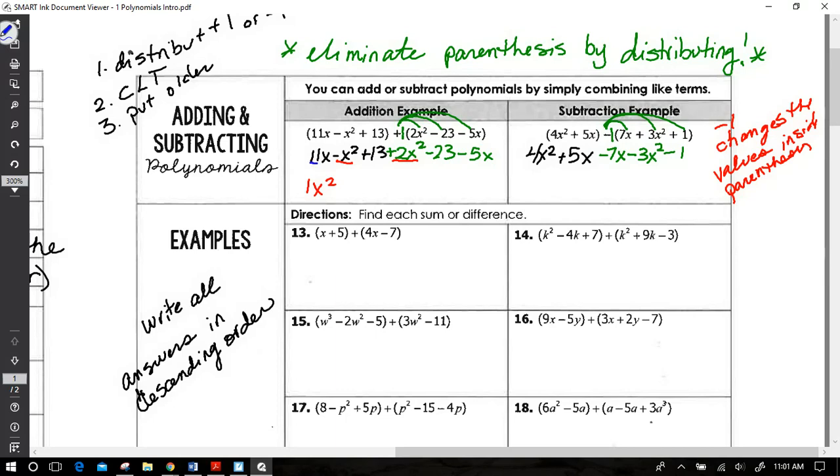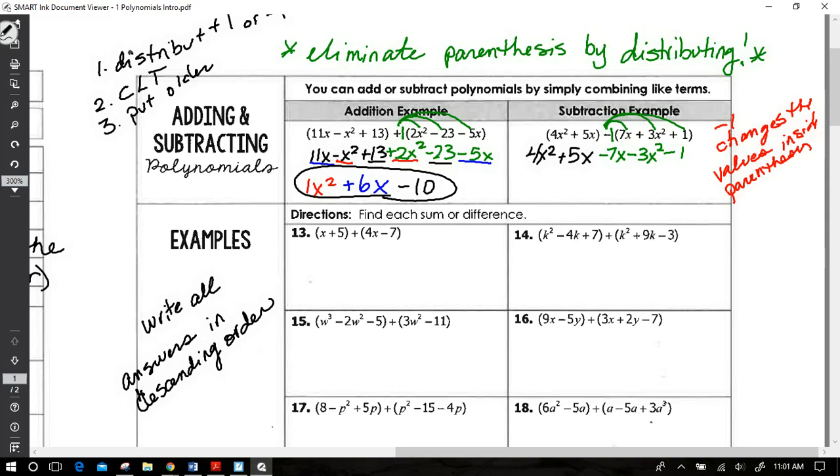All right, next is x's. So I have 11x's minus 5x's, which is going to be a positive 6x. And then finally, I have my constant terms, positive 13 minus 23, which gives me a minus 10.